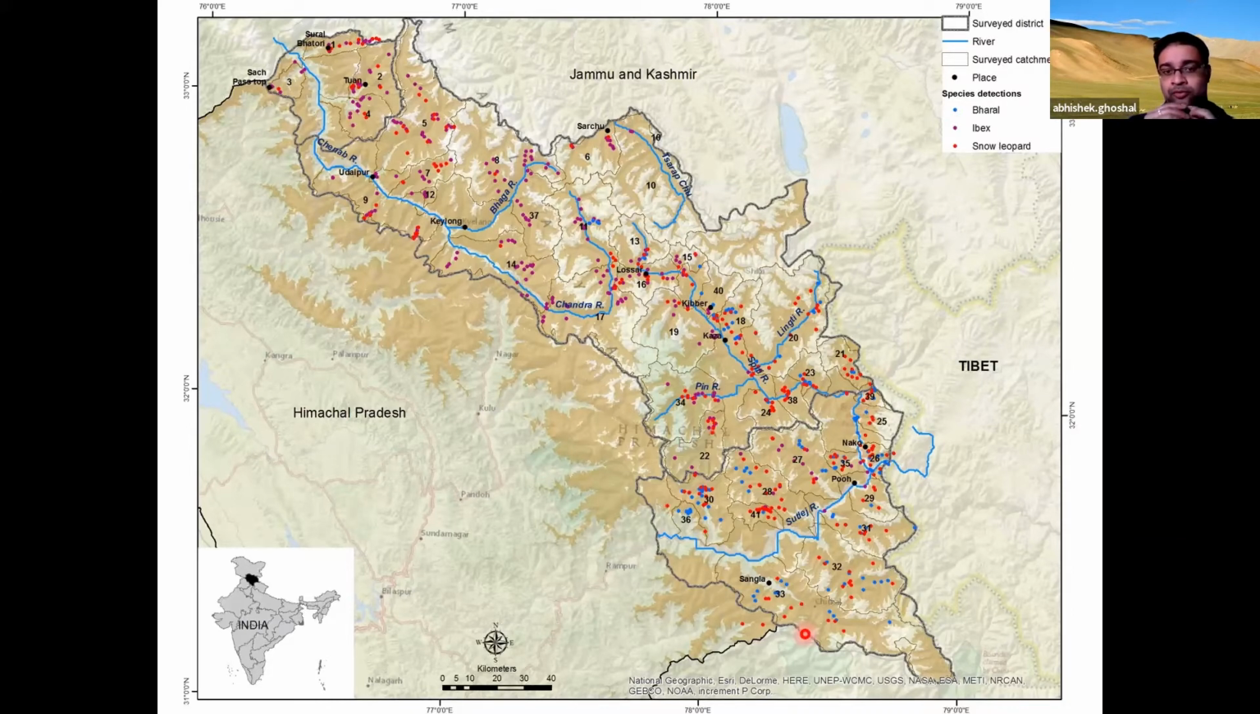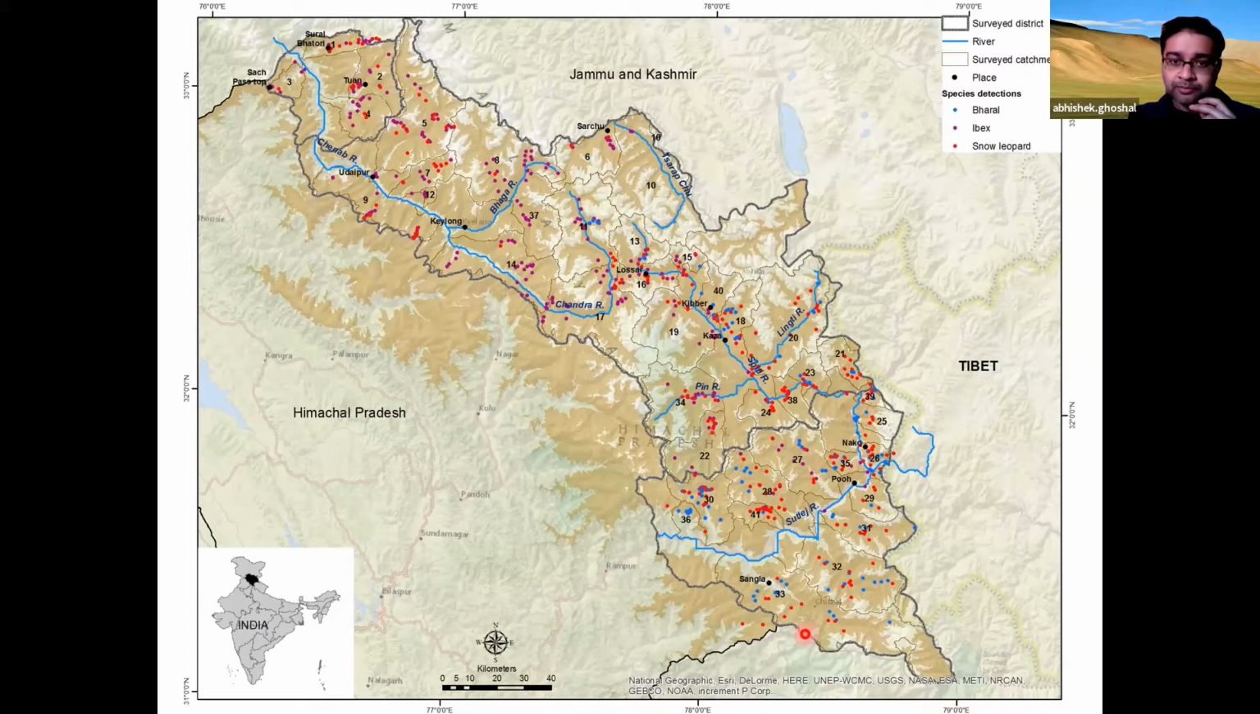So this is the overall information on detection of the species that we could gather based on nearly, if I remember correctly, 400 interviews that we conducted, out of which we had to drop nearly 40 or 50 of them. So nearly 10% of the respondents had to be ignored or dropped because we found those respondents to be unreliable in terms of the quality of data that they were reporting.